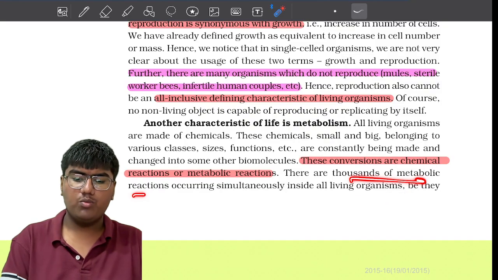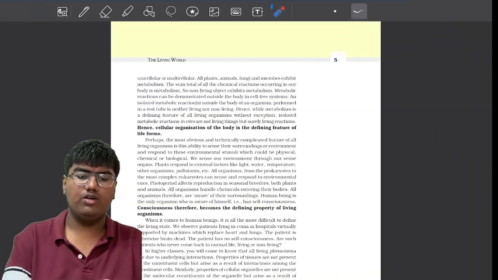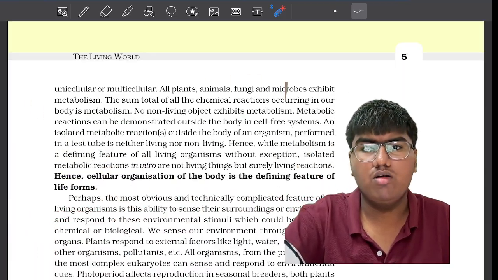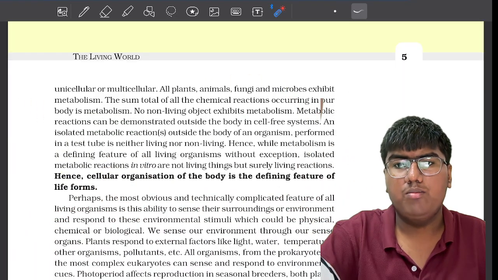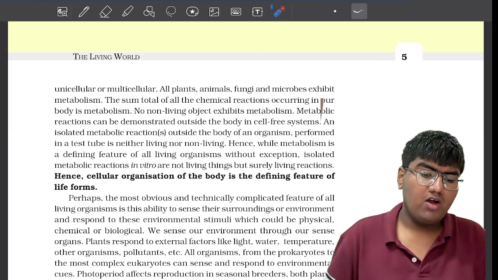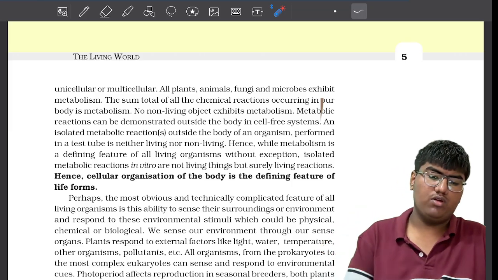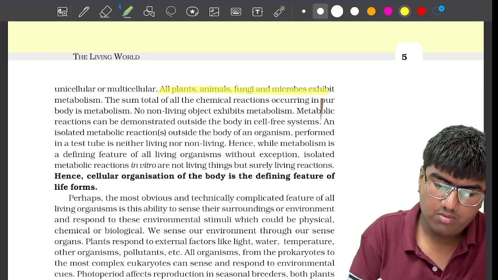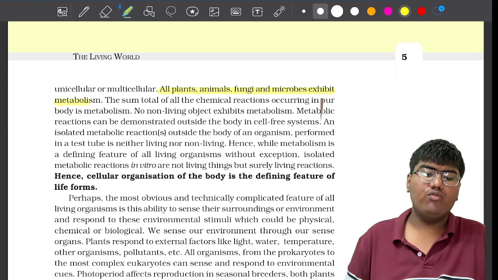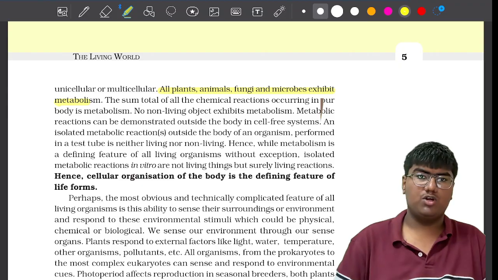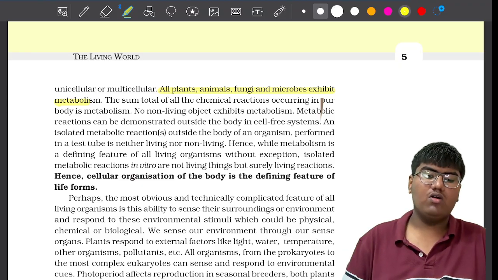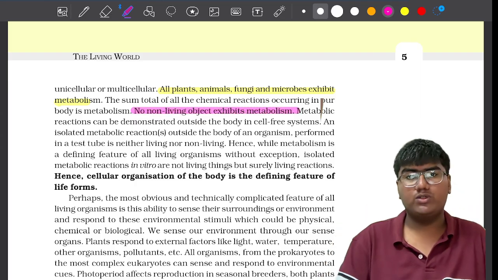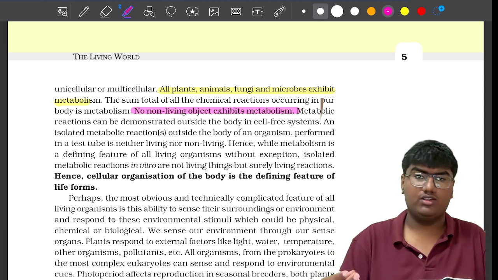There are thousands of metabolic reactions occurring simultaneously in all living organisms, unicellular or multicellular. Yes, in both unicellular and multicellular organisms, various metabolic reactions are happening. All plants, animals, and fungi exhibit metabolism. Yes, all these are living organisms and all of them exhibit metabolic reactions. The sum total of all the chemical reactions occurring in our body is metabolism. No non-living object exhibits metabolism. This is a very important statement, because there are no chemical reactions there.